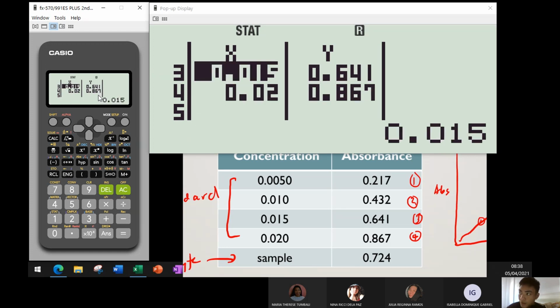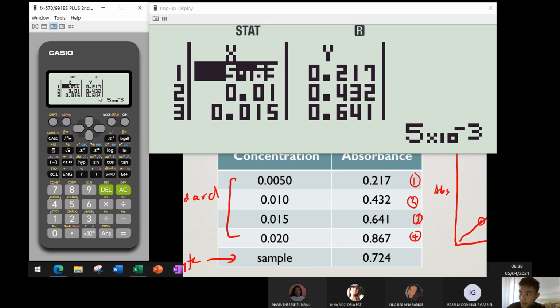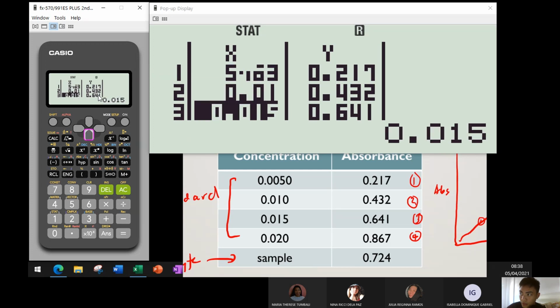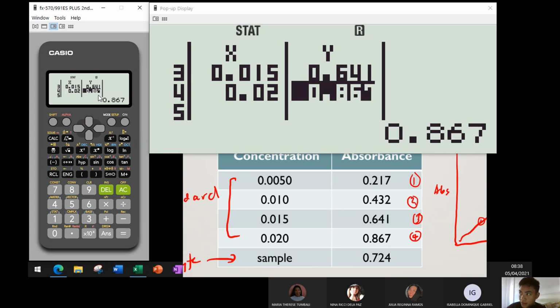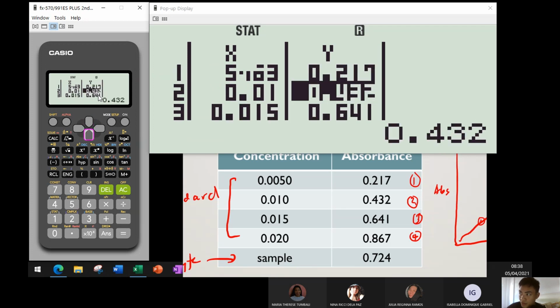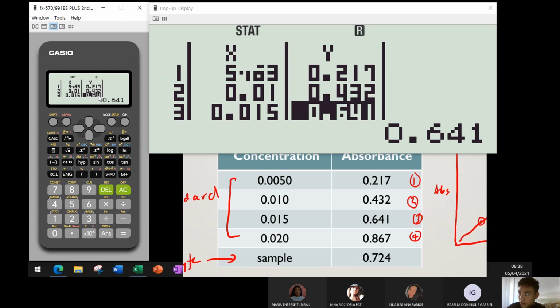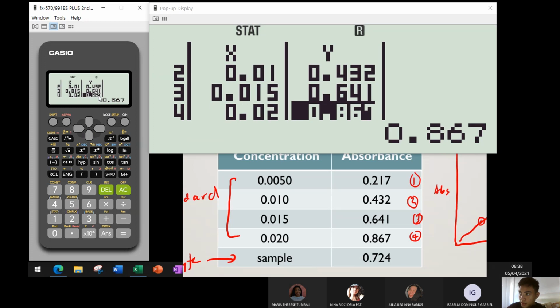Okay? So, these are our concentrations. You have 0.005, 0.01, 0.015, 0.020. And these are their absorbances. 217, 432, 641, 867. Pa-plug in mo lang lahat yun sa calculator. Again, yung standard lang, hindi kasama yung sample kasi wala nga siyang X value.